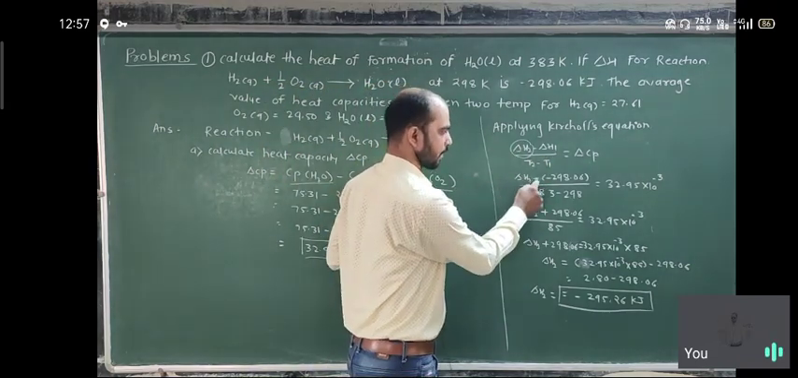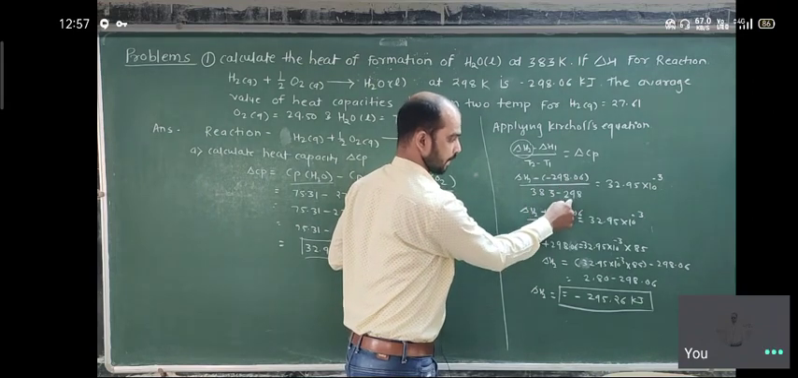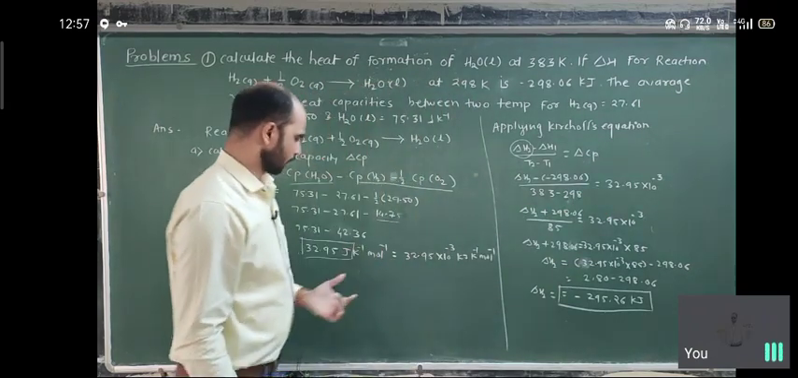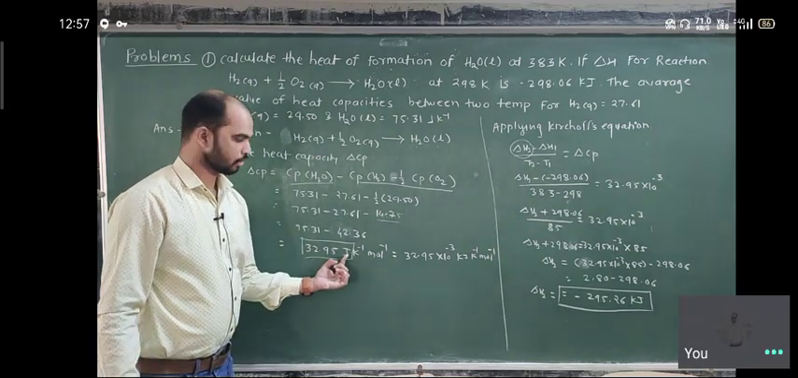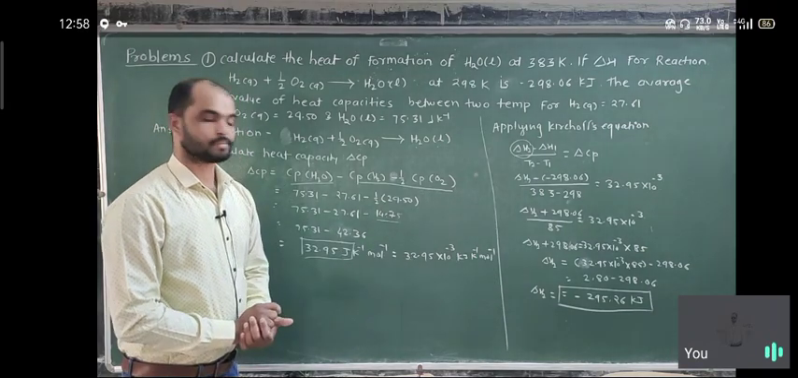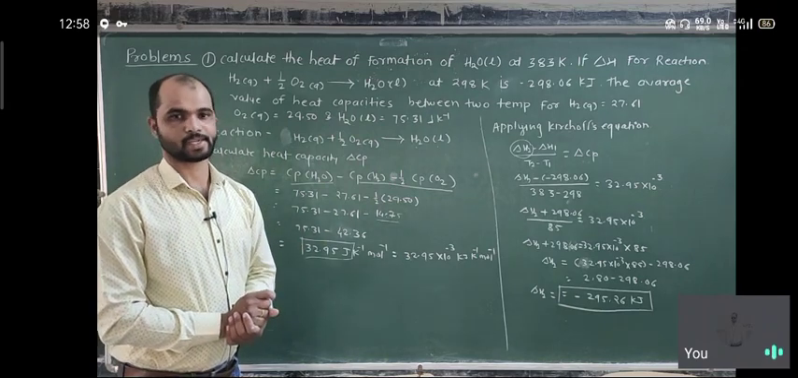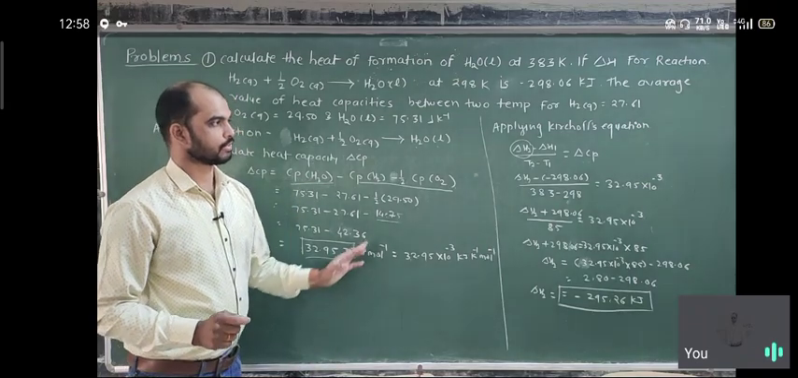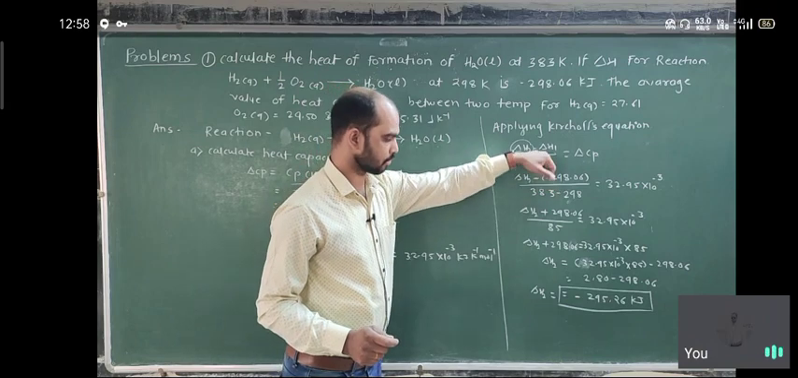So delta H2 minus 298.06 upon 383, which is T2, minus 298, which is T1, is equal to the change in heat capacity. Here it is given in joule, so we convert it into kilojoule. When we convert into kilojoule we multiply by 10 raised to minus 3, because joule is the lower unit and we convert to the higher one, so it is 10 raised to minus 3 kilojoule per Kelvin, because delta H we are going to calculate in kilojoule.